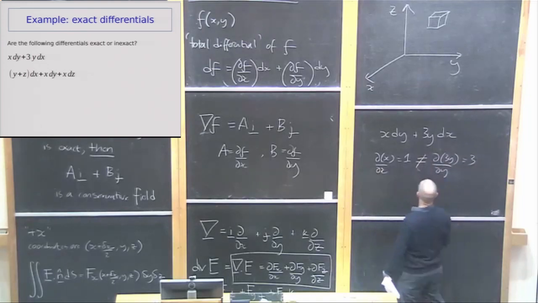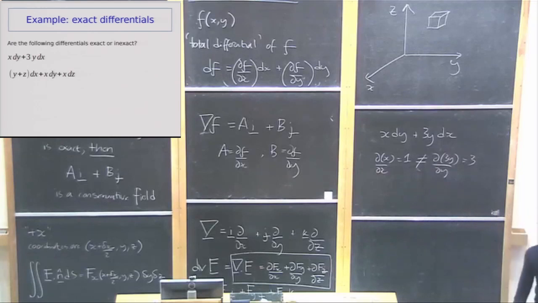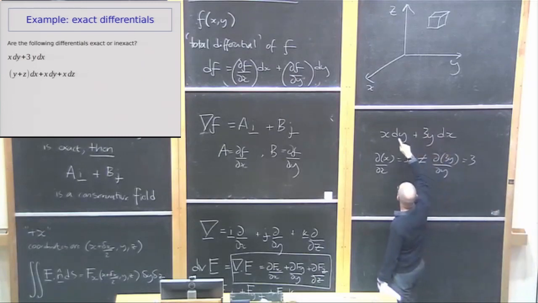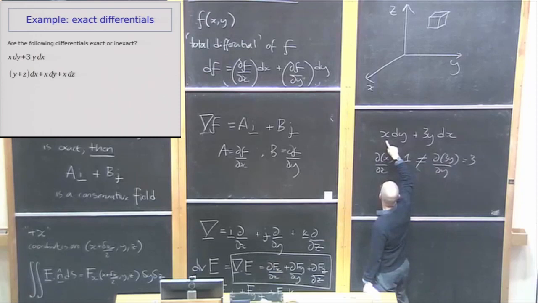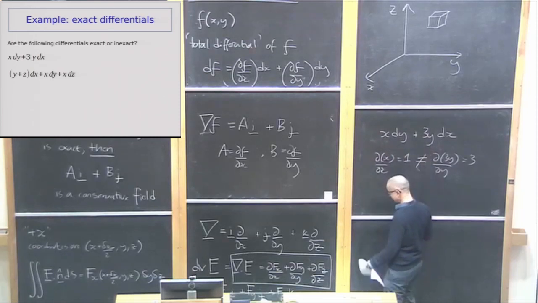These two do not equal each other. This is not an exact differential. That means, just to be absolutely clear what that means, there is no single scalar function for which this could be the derivative of that function with respect to y, and this could be the derivative of that function with respect to x.